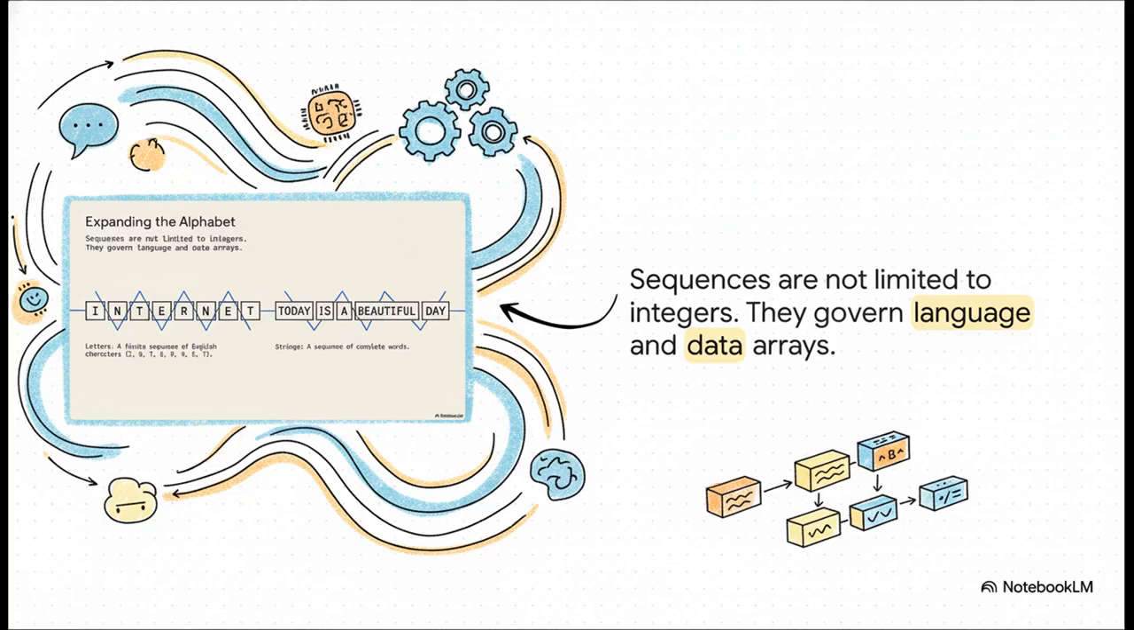First things first, we've got to expand our thinking. Sequences aren't just for numbers. A word is just a finite sequence of letters. A sentence is just a sequence of words. This whole idea of ordered elements applies to all sorts of data arrays.